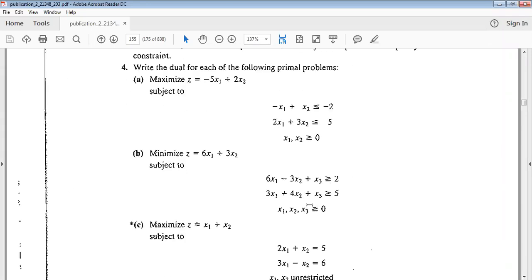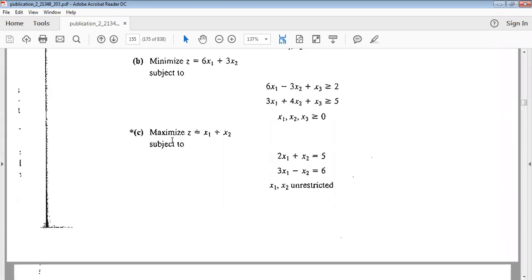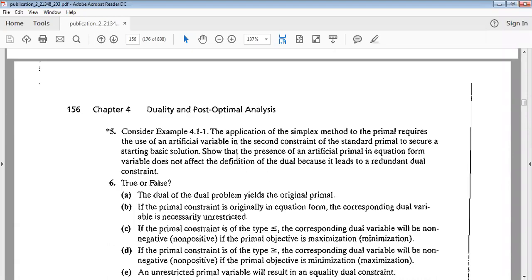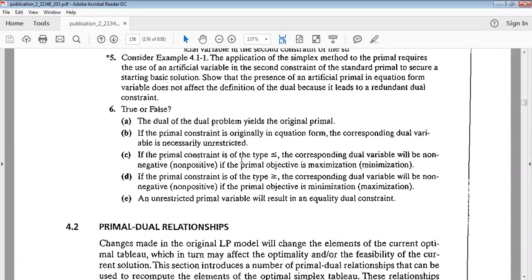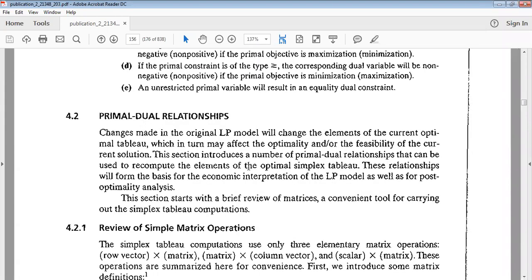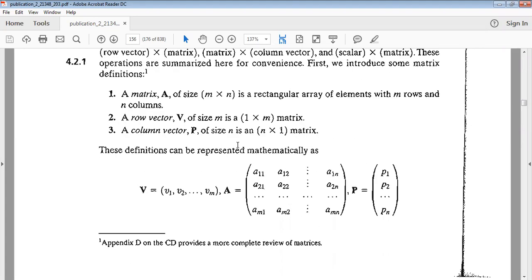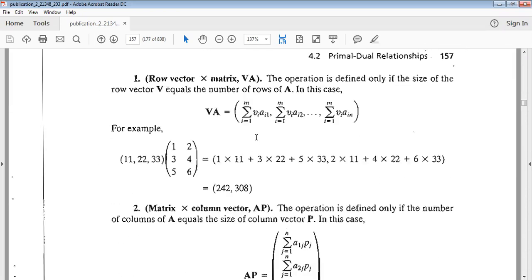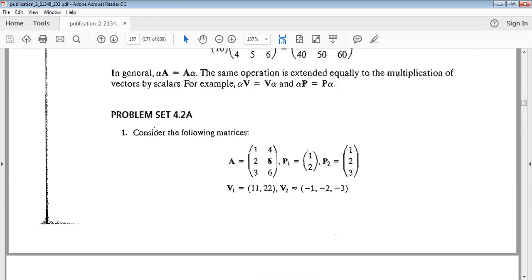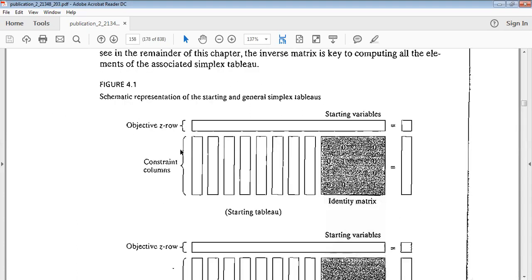So these are all the various problems. In the examination, you will be given like this. You will be asked to find out the primal or the dual of the particular primal problems. So this is primal dual relationship, both are opposite. And this is a review of simplex operations. So matrix, minima, all these things, problem sets. So you need not bother.